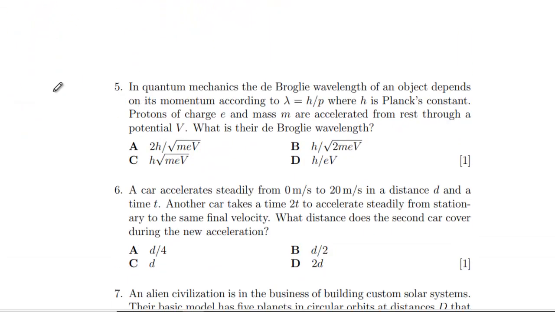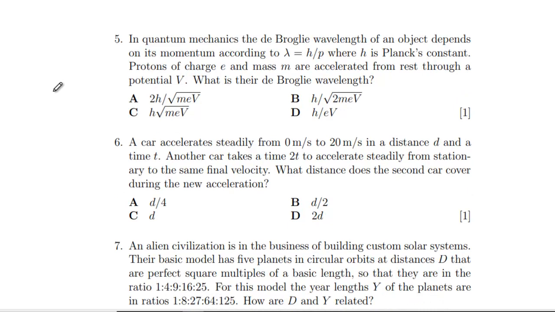Question 5. In quantum mechanics, the de Broglie wavelength of an object depends on its momentum according to this equation, where h is the Planck constant. Protons of charge e and mass m are accelerated from rest through a potential V. What is their de Broglie wavelength? So we've got lambda is h over p, so that is h over mv, which means we need to do h over the square root of, well, if we take half mv squared, that's the kinetic energy we're going to be getting for this proton once it's been accelerated.